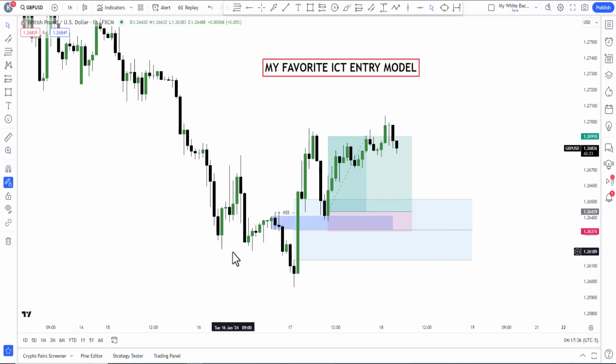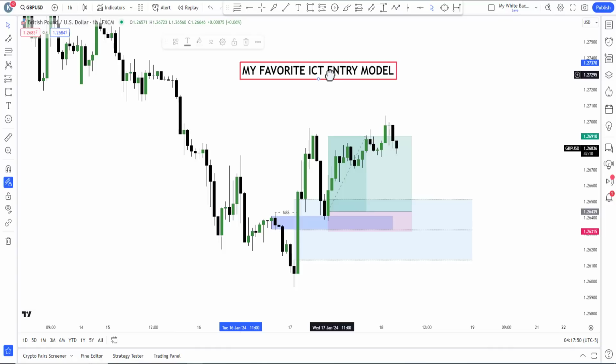Alright traders, so this is the entry I wanted to show you in this particular video. Now I took this particular trade yesterday and I want to show you all the processes that I went through before taking this particular trade.